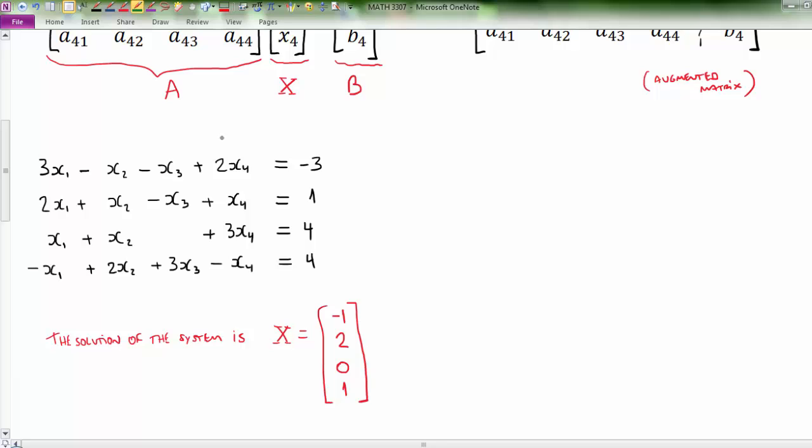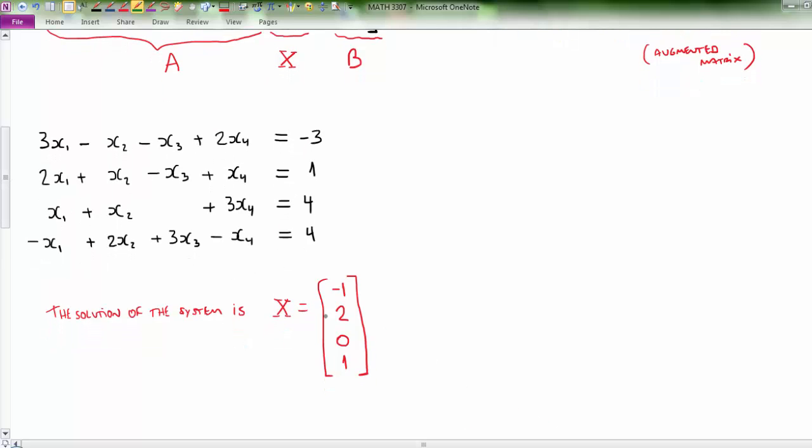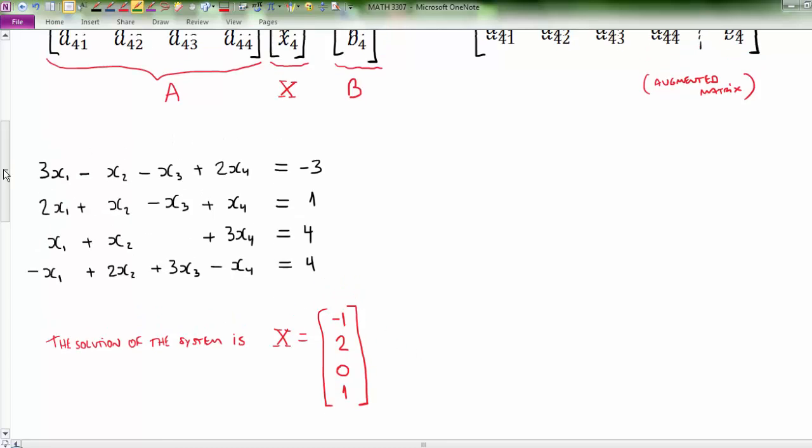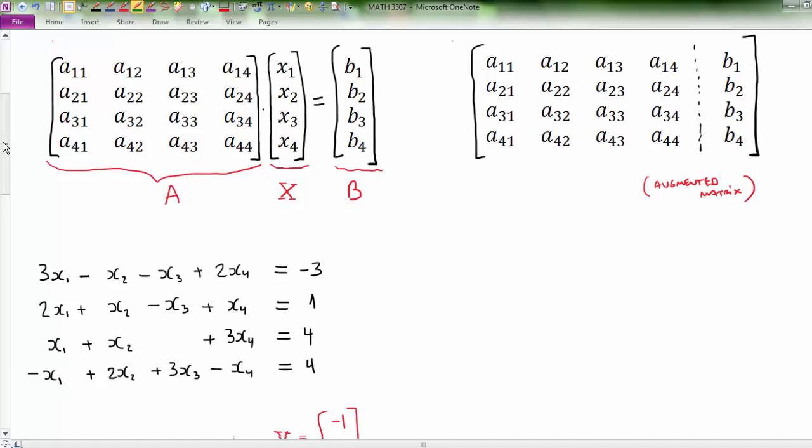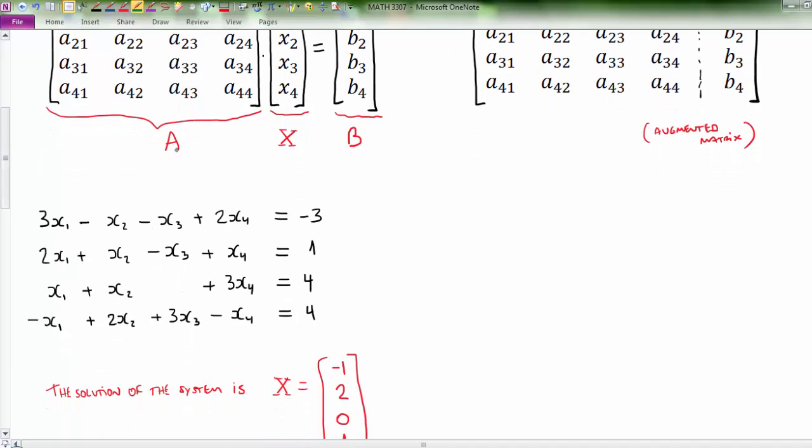So here is the example that we've seen before, and here is a solution of the system. Right? It's converting a system into a simple equation where you need to find x. This is the equation A times x equals b. Right? The b is the right-hand side, and we are trying to solve for x.